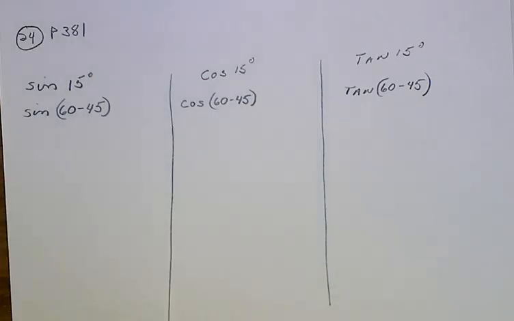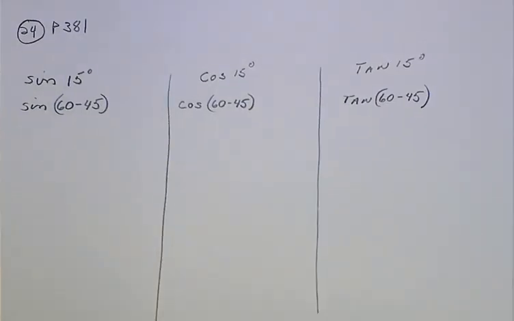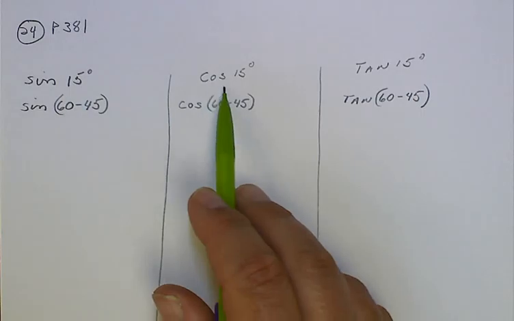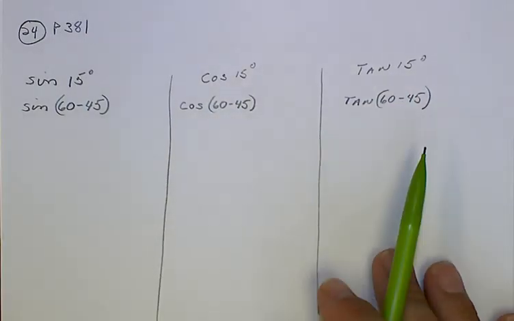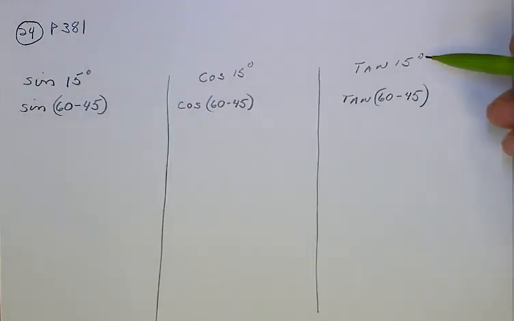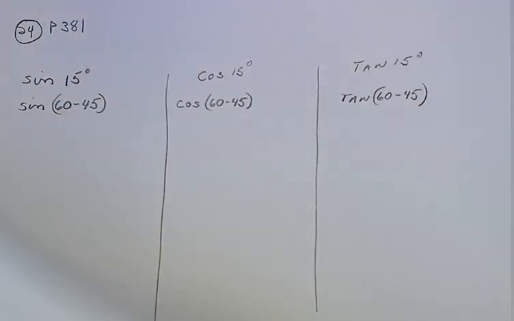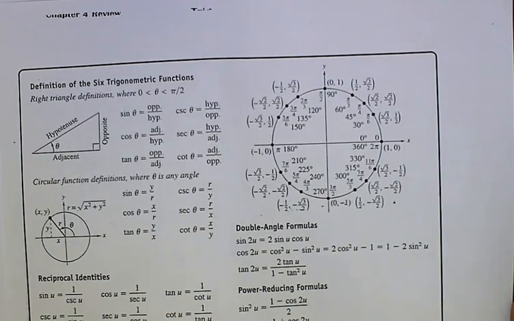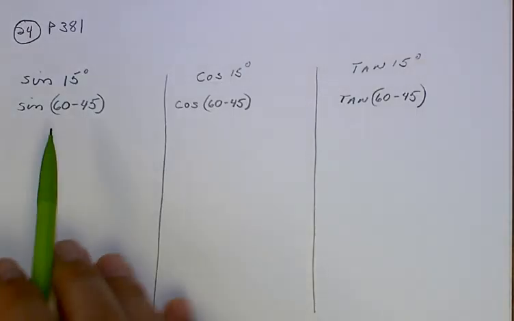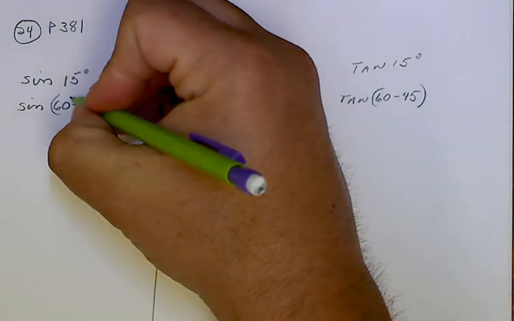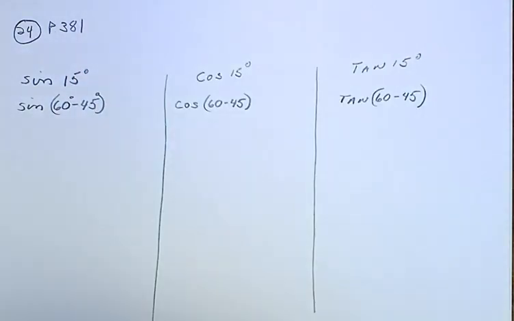Number 24 on page 381 asks us for the sine of 15 degrees, the cosine of 15 degrees, and the tangent of 15 degrees. I've got this started already, and the thing is there is no sine of 15, cosine of 15, or tangent of 15 when we think about the unit circle. But what we can do is break it into numbers that are on the unit circle, and that is the sine of 60 degrees minus 45 degrees. So we'll do a difference here.